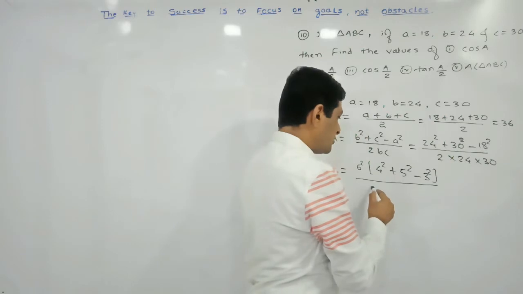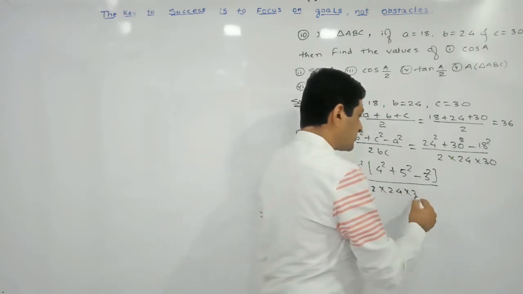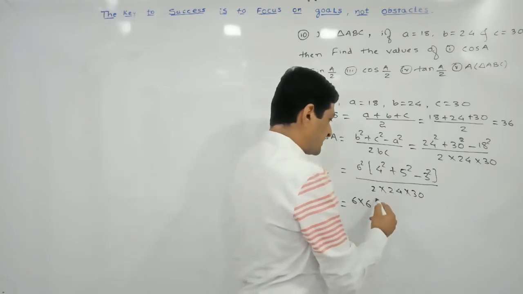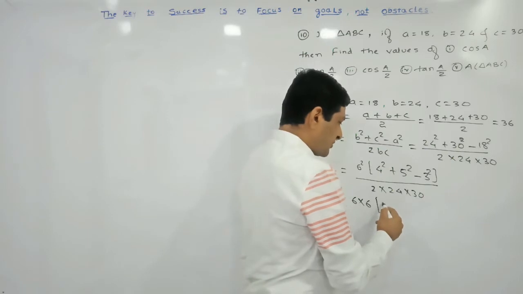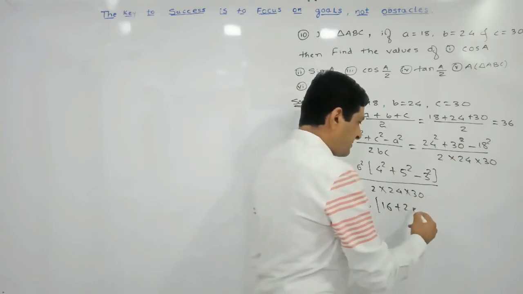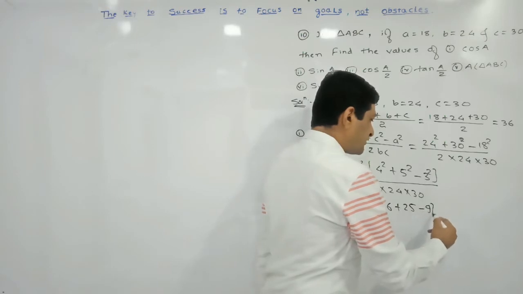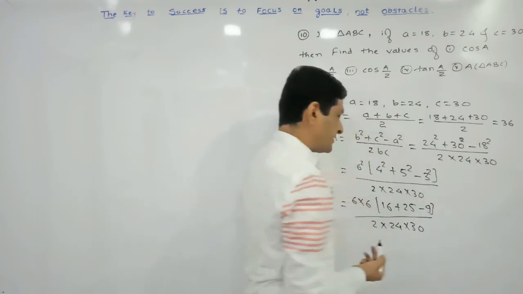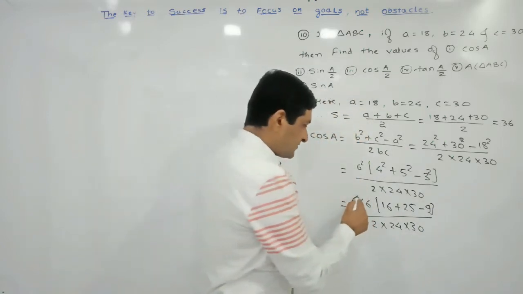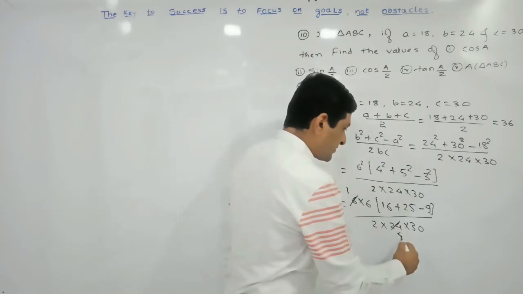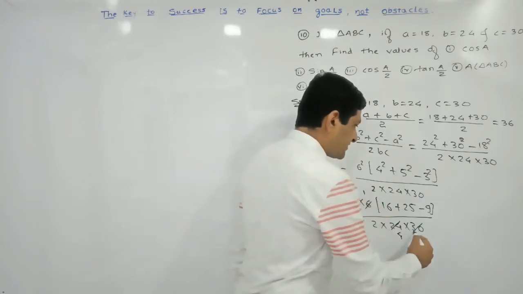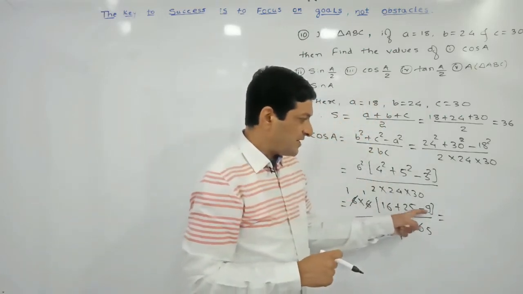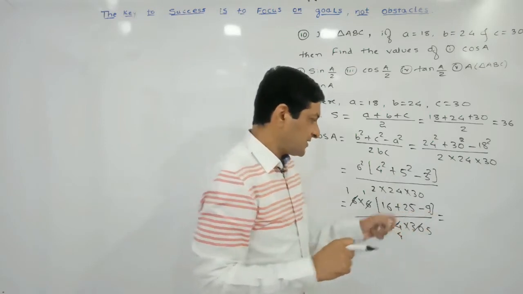In the denominator, 2 into 24 into 30, keep it as it is. This 6 square can be written as 6 into 6. Here replace 4 square by its value 16, 5 square by 25 and 3 square by 9. In the denominator, 2 into 24 into 30, keep it as it is. Now let us simplify. 6 ones are 6 and 6 fours are 24. 6 ones are 6 and 6 fives are 30. Check the remaining terms in the numerator. 25 minus 9 is 16. 16 plus 16 is 32.